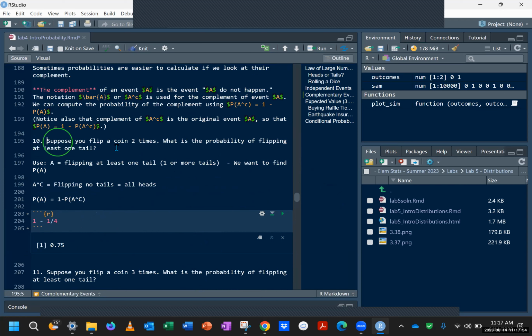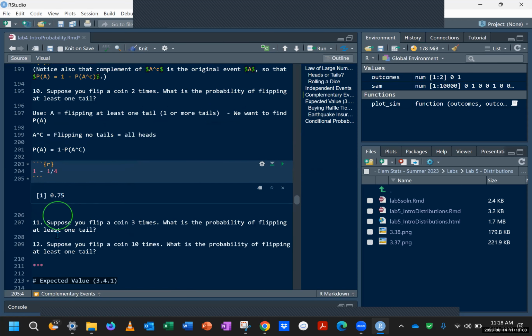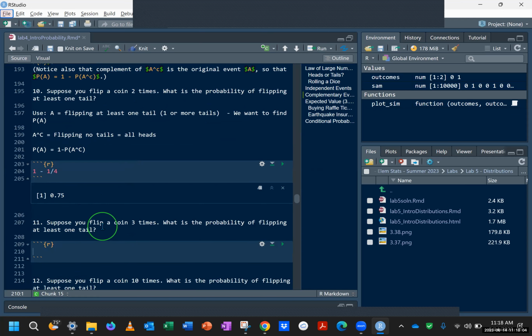So, a difficult problem, but we boiled it down to just some simple steps. Now you get a chance to practice these same steps with 11 and 12. I'll do 11 together with you, and then I'll let you figure out 12 on your own.